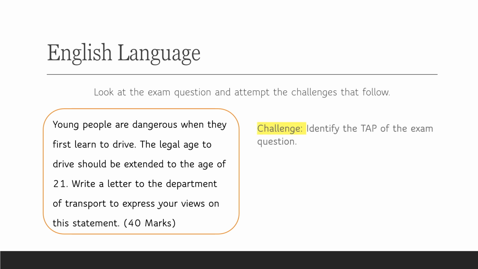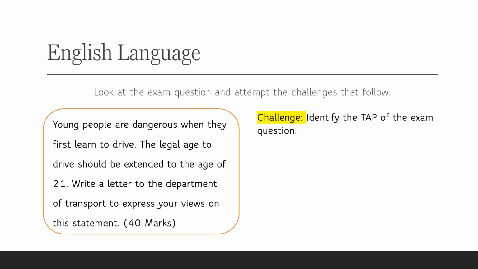So the first thing to think about when you have a question like this is to identify the TAP of the exam question. If you're not too sure what we mean by that, we mean the topic, the audience, and the purpose. And this is just going to help you to break down the question and really understand what it is specifically you need to be talking about.